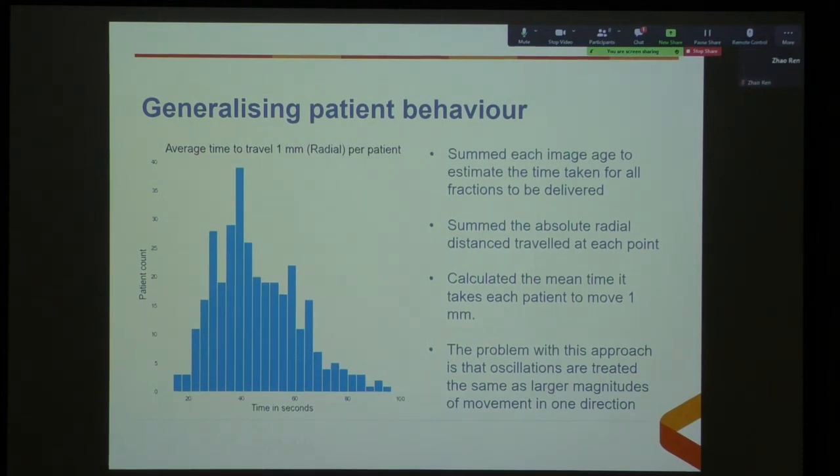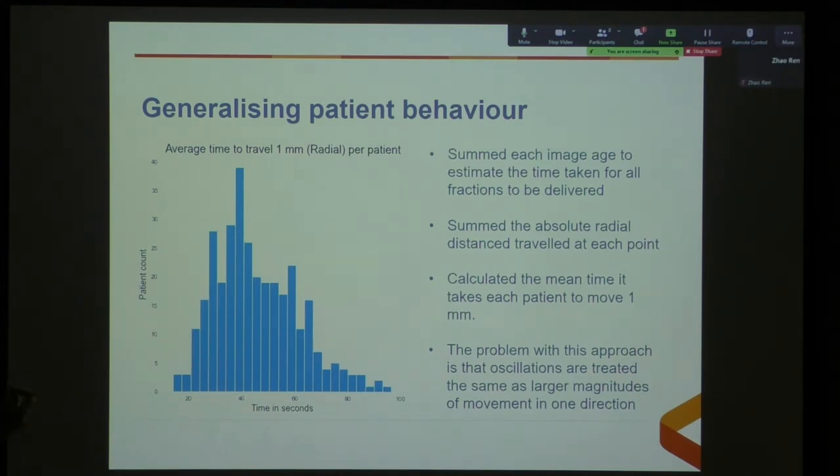So according to that paper, the ideal imaging frequency for 1 mil thresholds or margins was 15 seconds, for 2 was 60 seconds, and for 3 was, I've written 3 here, so that's not 100, I think it was around 200 seconds. I don't know why I've written 3 seconds.